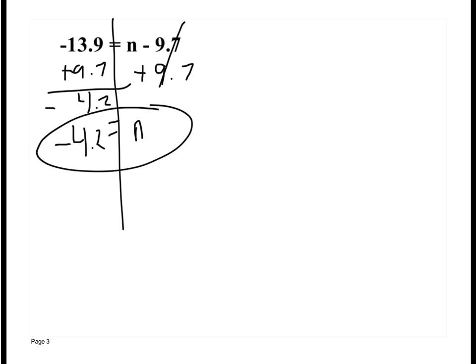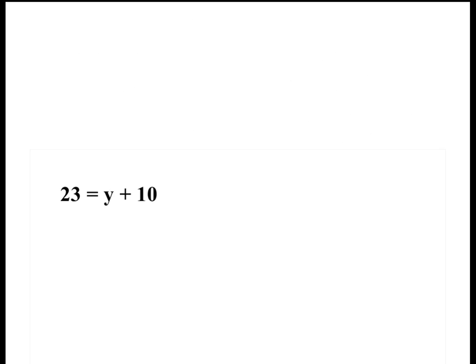And that's my answer. First, I have to check my answer. Good. So negative 4.2 plus negative 9.7. I know my answer is going to be negative. I add those. I get 13.9. Negative. So what does n have to be? Negative 4.2.